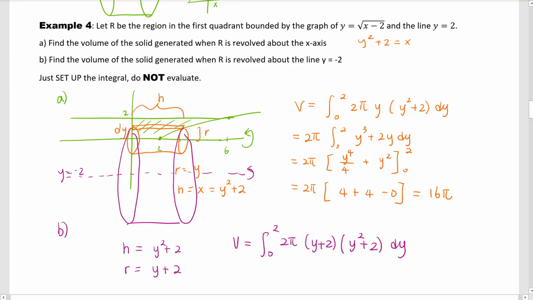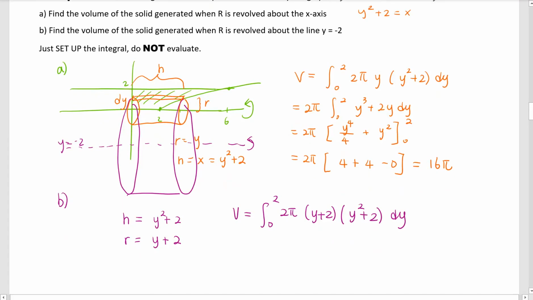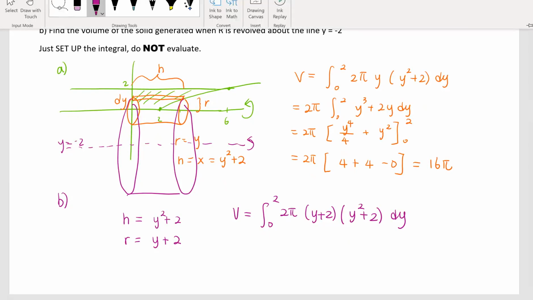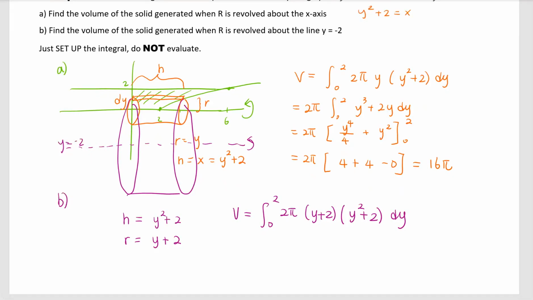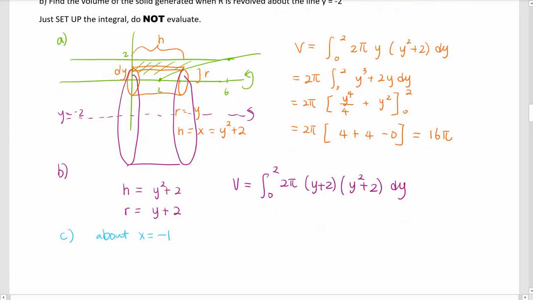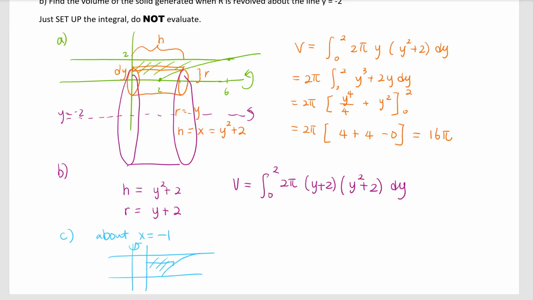Okay, I want to ask you one more question. What if you want to rotate about, let me change to a different color, blue. Let's make it part C. Let's say we want to rotate about the line x equals -1. What do we do in this case? If we want to rotate about this line, we will still cut it this way. This is dy, but now we're going to have 2 circles.